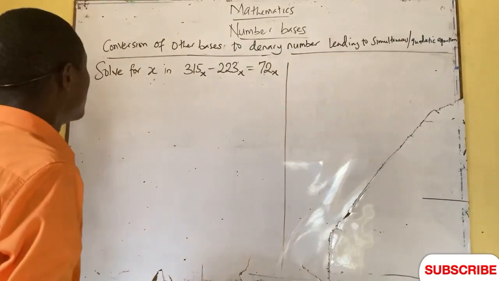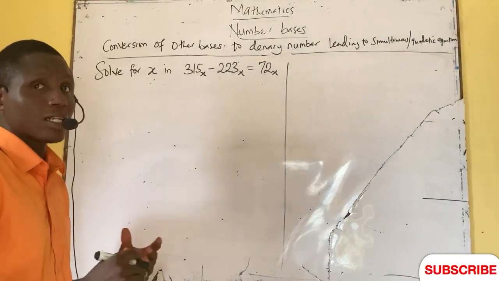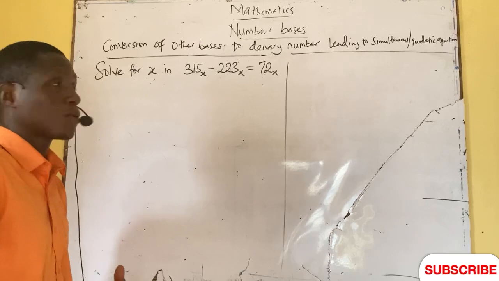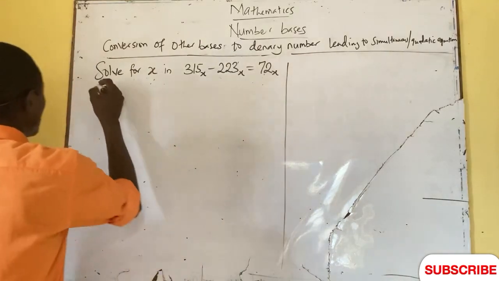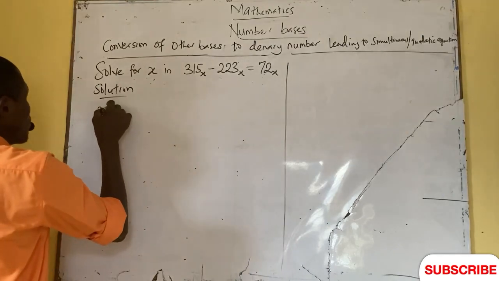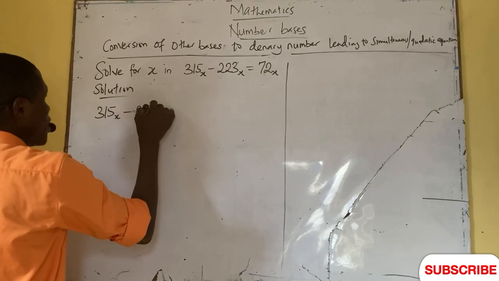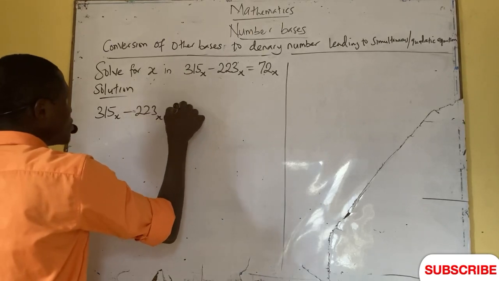Now, this example, I want to consider how it's going to lead us to quadratic equation and how we solve it. Now, solution. We have 3y base x equals minus 223 base x equal to 72 base x.